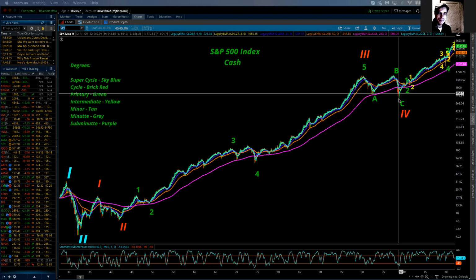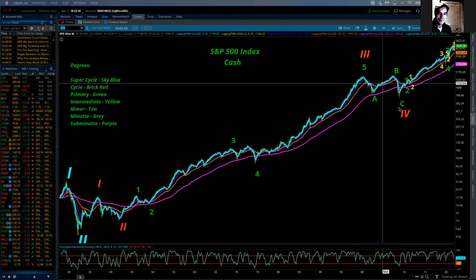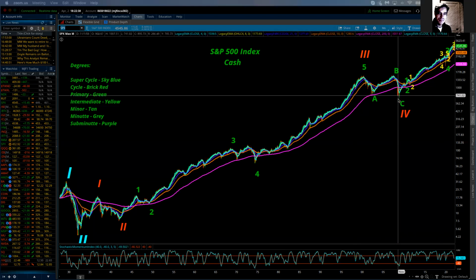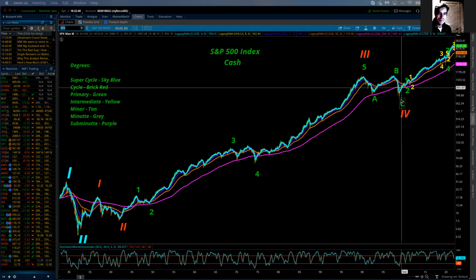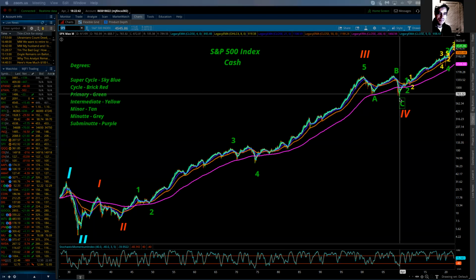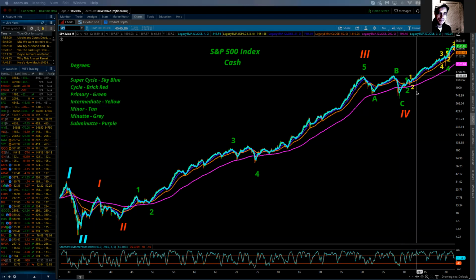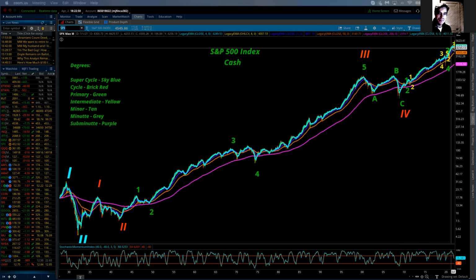The most common area for a fourth wave of one degree to come back to is the fourth wave of one lesser degree, and that would be the cycle degree. And cycle degree 4 finished at about 700, let me get this right, 750, we'll call it, maybe down to 700. And we're now sitting at above 4,500.